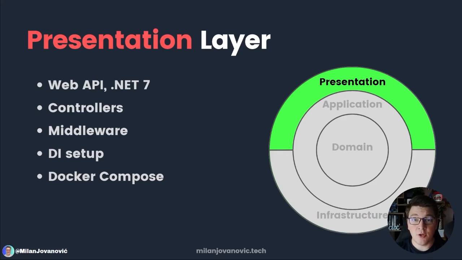In this chapter, I'm going to show you how to implement the presentation layer using a .NET 7 Web API. We're going to create controllers that are going to hold our endpoints. We're also going to add some middleware to solve a cross-cutting concern. The presentation layer acts as the composition root for our services, and this is where we are going to implement dependency injection for all of our layers. And lastly, I'm going to show you how to set up container orchestration with Docker Compose so that we can run our application together with the external services that we are going to need. So without further ado, let's dive into the code.